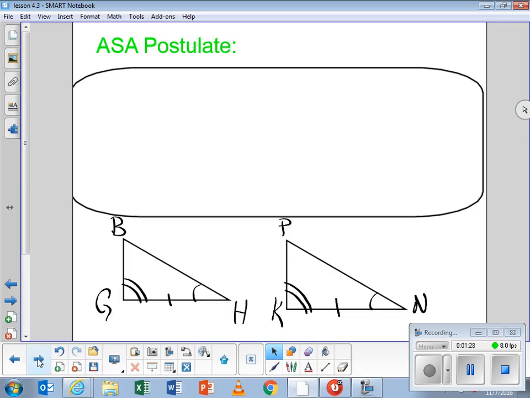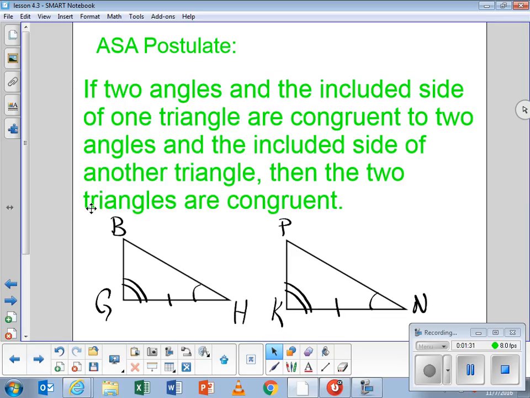The angle, side, angle postulate. The angle, side, angle postulate says if two angles and the included side of one triangle are congruent to two angles and the included side of another triangle, then the two triangles are congruent. You could emphasize that a little stronger by saying the triangles must be congruent.